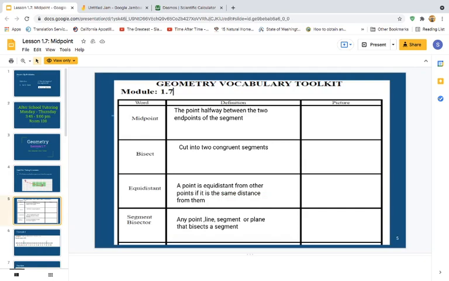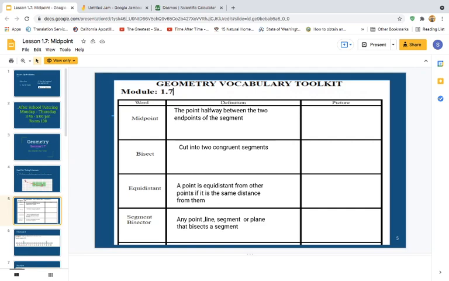We do have the four words: midpoint, bisect, equidistant, which we'll actually deal with in this lesson instead of the last lesson, and then a segment bisector. So go ahead and take a second to write all this down and pause the video. Okay, so let's start to go over all these words.